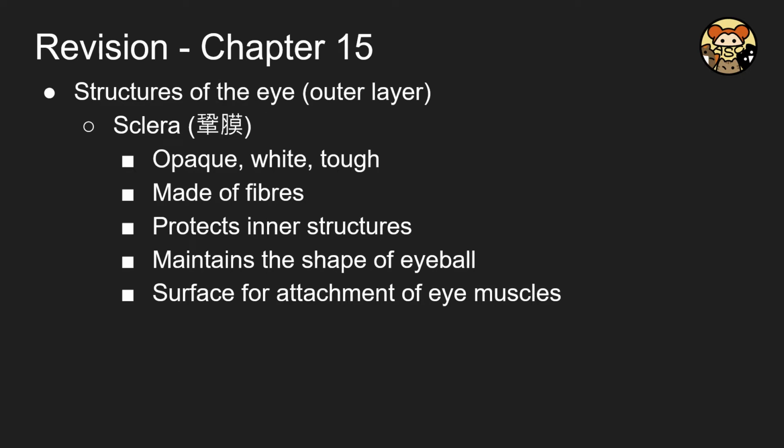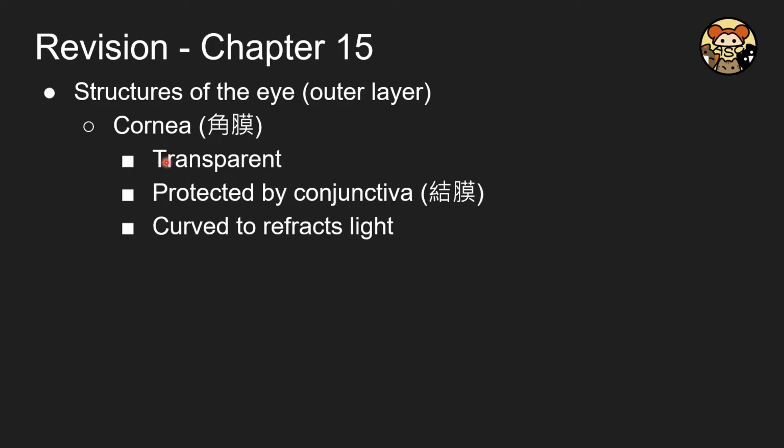And then for the outermost layer of the eye, there's the sclera, a tough layer to protect the inner structures and to maintain the shape of the eyeball. For the outer part, it also contains the cornea, and the cornea is protected by the conjunctiva. They both serve the function of refracting light. Remember, refract is spelled with an R-O in the middle, not L-O. This is very important because refraction means the lights are not bouncing back, but converging to somewhere.